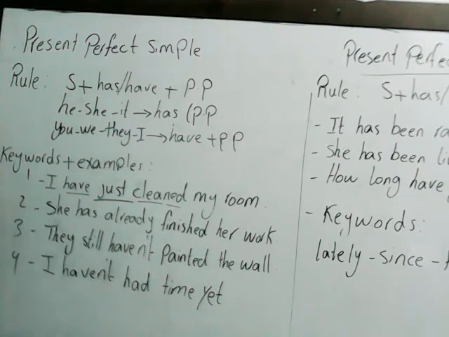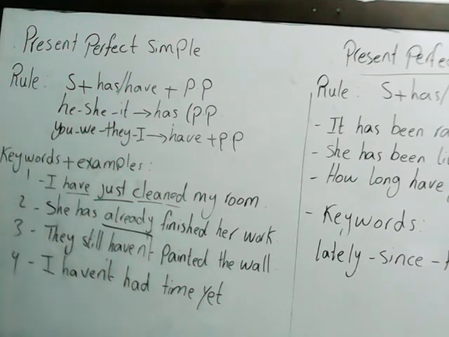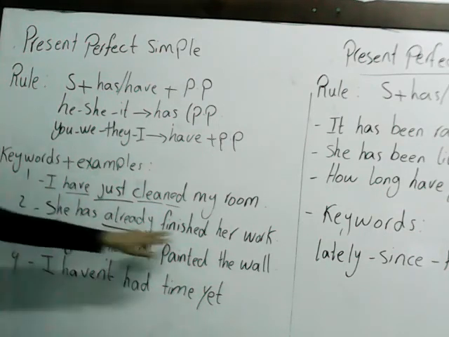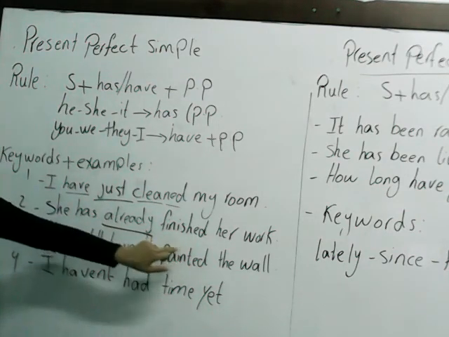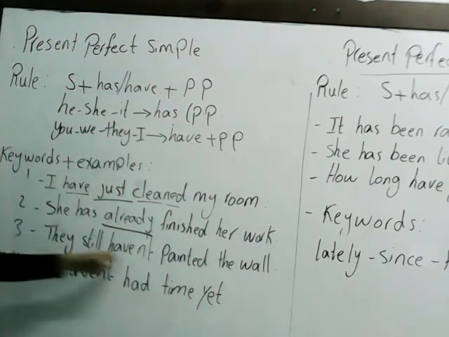Now let's move to the next example, which is: she has already finished her homework. Here also we have the second keyword, which is already, and we used has because we have she, and finished is verb 3 of finish, which is the past participle. Example 3, they still haven't painted the wall.